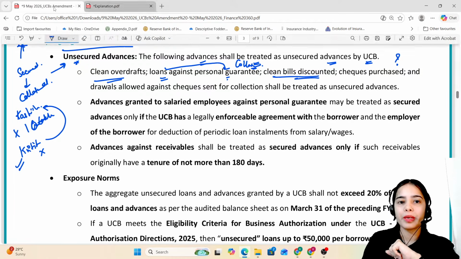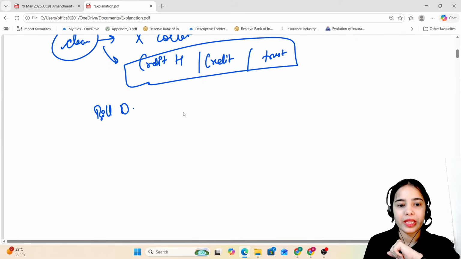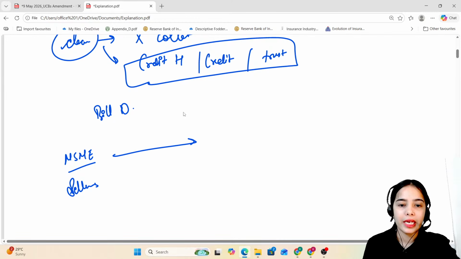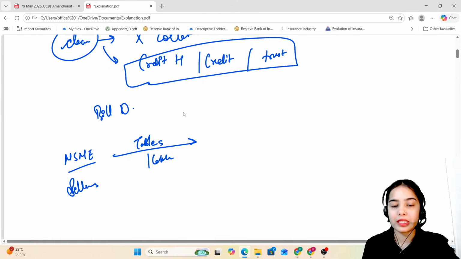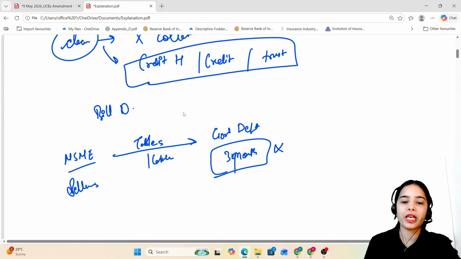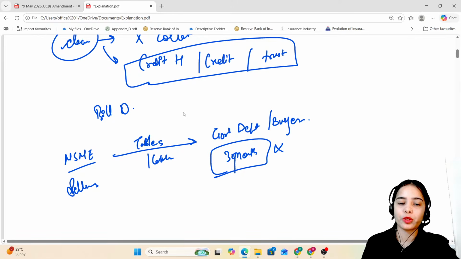Clean bill discounts, bills discounted, have you heard about it? Bill discounting basically means, let's say micro, small and medium enterprises, or the sellers, are selling the product. They have sold tables worth 1 lakh rupees. Now the buyer is the government department. The government department is saying that they cannot pay immediately, they will be able to pay after 3 months.